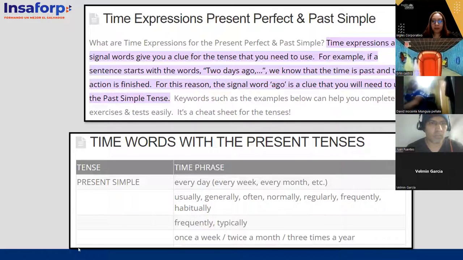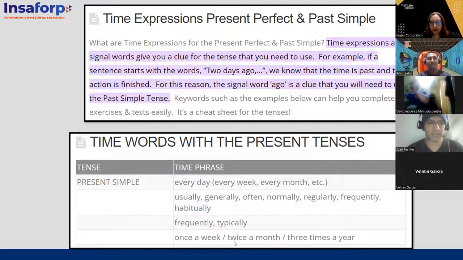Once. Y este puede ser once a week, once a day, once a month, once a year, once in a lifetime, right? How many times have you eaten wasabi? ¿Cuántas veces en tu vida has comido wasabi? I have eaten wasabi once in my life, right? Once in my life. Una vez, one time.